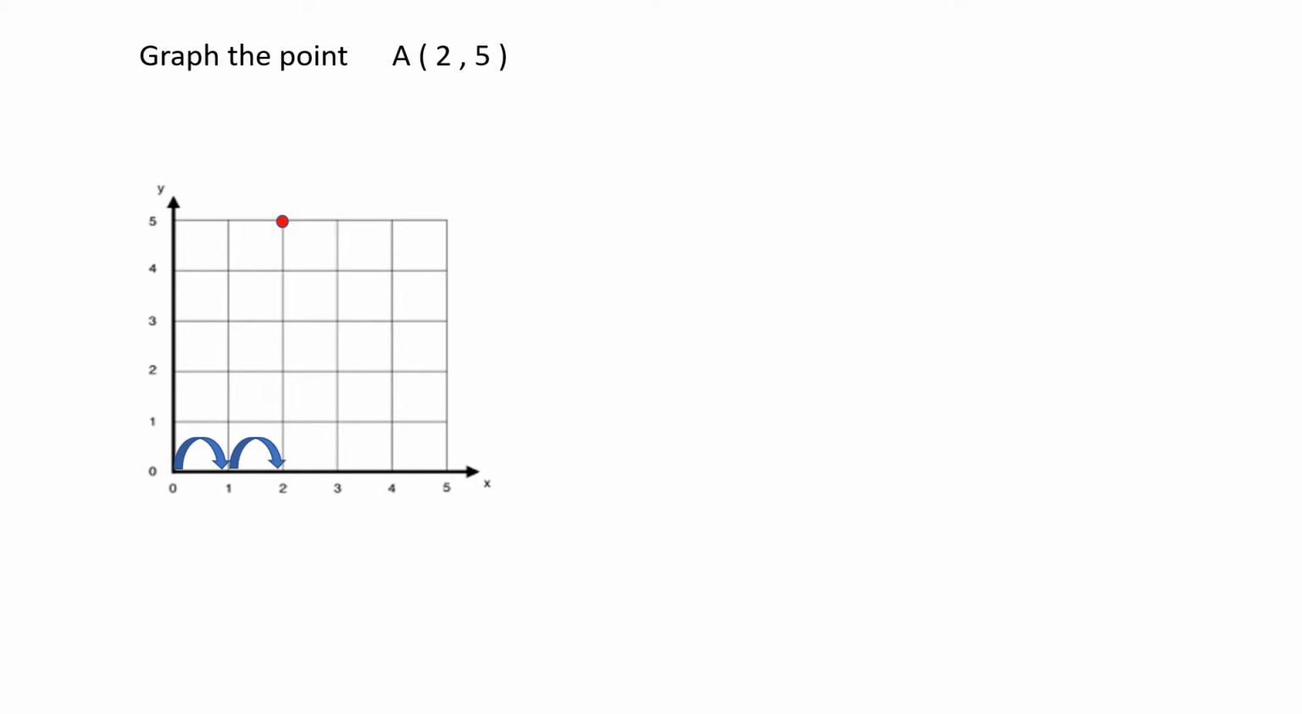1 unit, another unit. So I just moved 2 units to the right. Then I look at the other number, which is 5. 5 tells me that I have to move up 5 units: 1, 2, 3, 4, 5. Then put a point. That point refers to point A, which is (2, 5). So again, how to graph a point on the coordinate grid: look at the first number, which tells me how many units to move right, then the second number tells me how many units to move up.